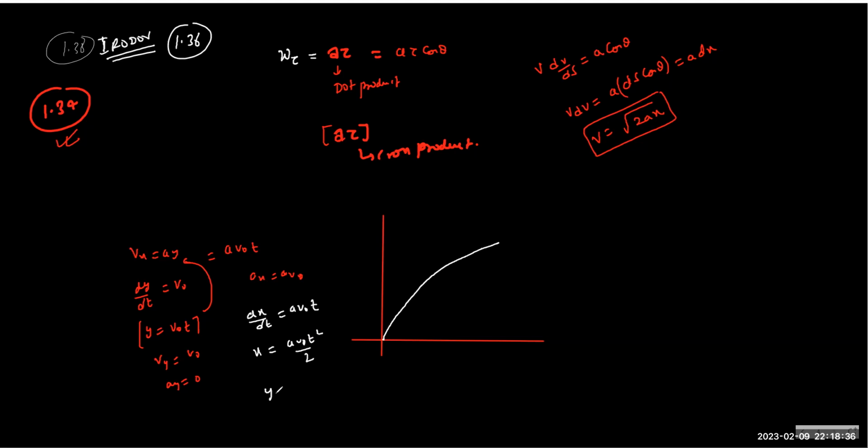And Y is already V naught T. You can substitute T from here because this is a parametric equation. So X equals a V naught by 2, and T is Y by V naught, whole square. That's it. So Y square equals 2 V naught by A into X. So this is the Y and X relation, and this is again going to be a parabola.